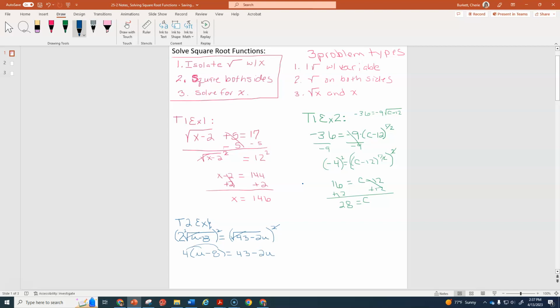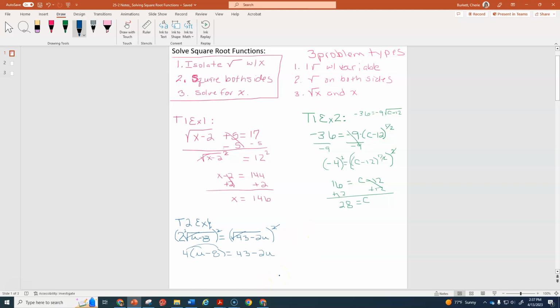I failed to mention earlier that you should check, because it is possible to get extraneous solutions. So you might want to check and make sure that when you plug in this 28 back up here, it doesn't cause us to get a negative underneath there. Because we know if you have a negative underneath there, you now are dealing with imaginary numbers, and these are wanting us to deal with real solutions. So if you plug in 28 up here, are you going to get a negative number? No, we didn't get a negative number, so we're good. You do have to check for extraneous solutions.